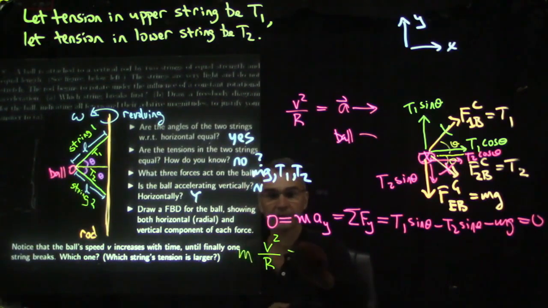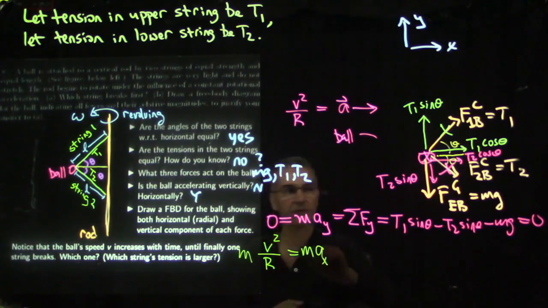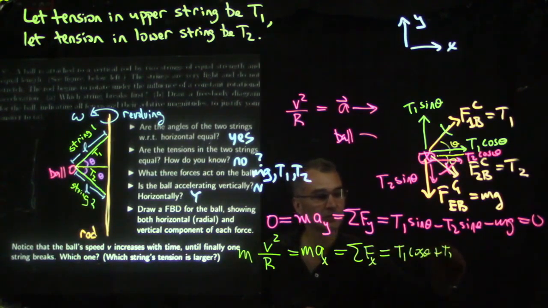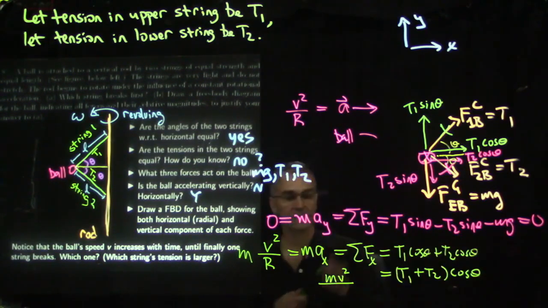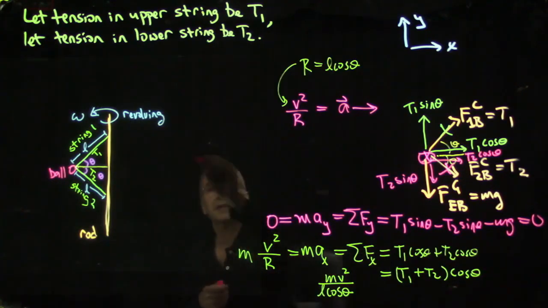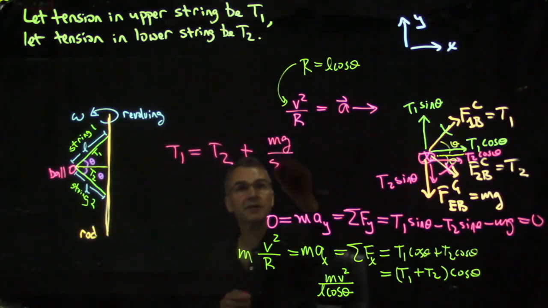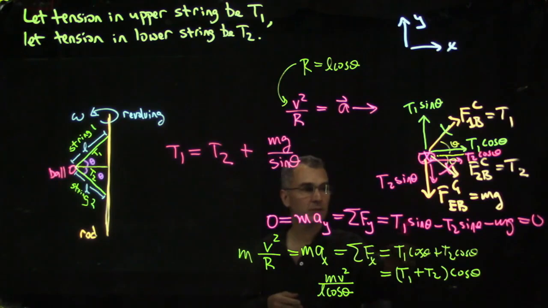So mv squared over r is ma sub x. So x points in the centripetal direction, and this coordinate system is the sum of the forces in x. That's right minus left. So that's T1 cosine theta plus T2 cosine theta, and that's it. And then I guess that distance r is L cosine theta if it matters. So it seems like T1 equals T2 plus mg divided by sine theta. So we could take T1 minus T2 equals mg divided by sine theta.